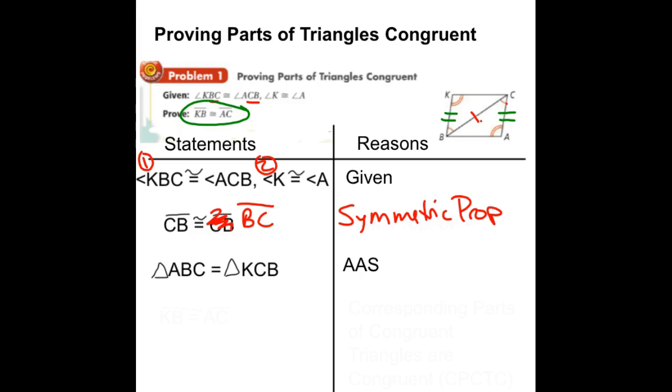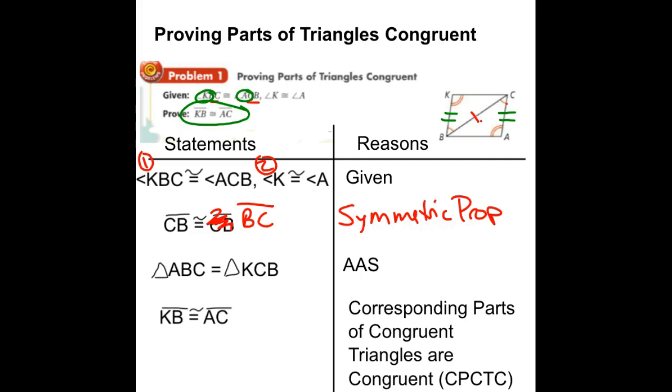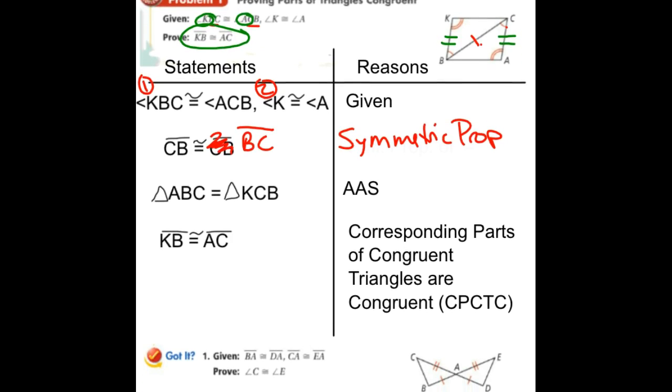If you can show you have congruent triangles, that means all their corresponding parts are the same. And if you notice, KB is the first two letters and AC is the first two letters. That means side KB and side AC over there are corresponding. And we have this theorem that says the corresponding parts of congruent triangles are congruent. And that's a lot to write. So the way that we abbreviate that is CPCTC. First letter of each of those big words. Corresponding parts of congruent triangles are congruent.